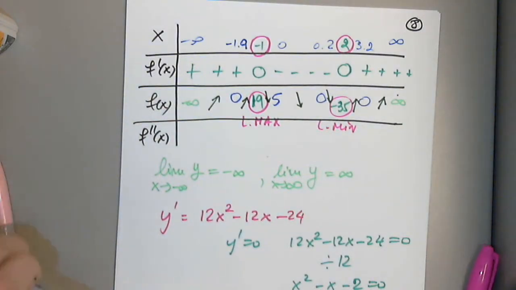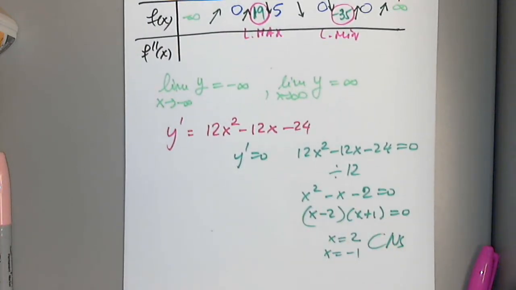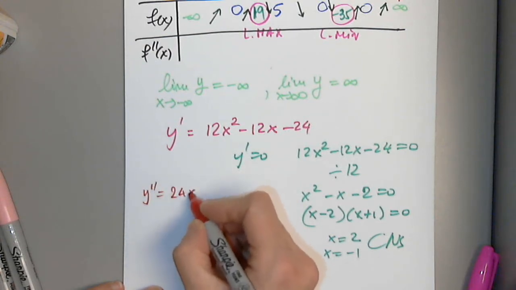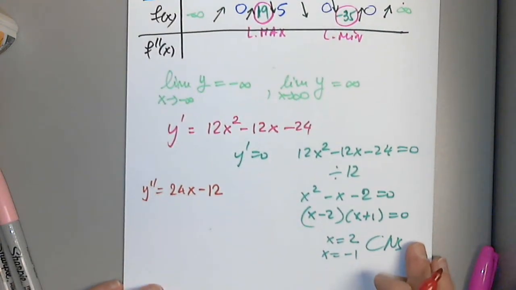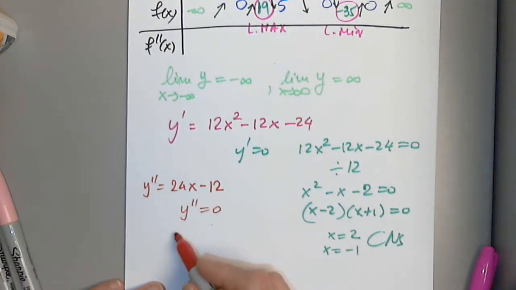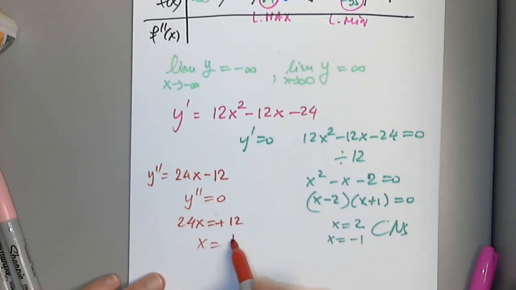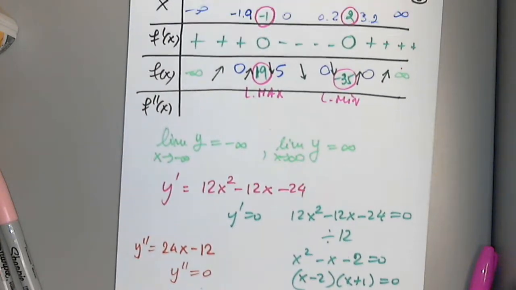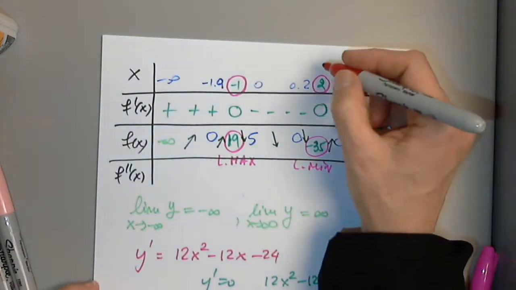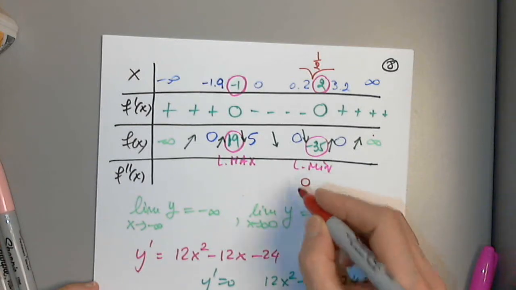Now we're ready to determine the second derivative. Second derivative, y double prime is 24x minus 12. So the second derivative set equal to 0: 24x equals positive 12, x equals 1/2. So, of course, I have no room, so I have to insert 1/2 right in here. And this will be 0.